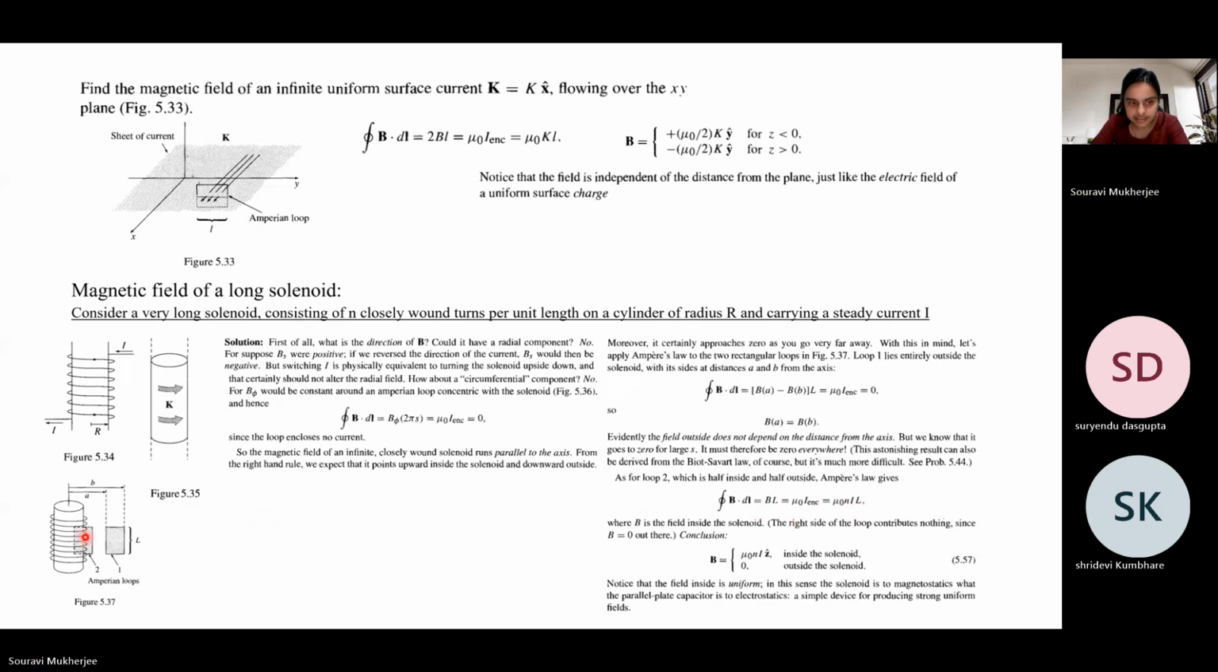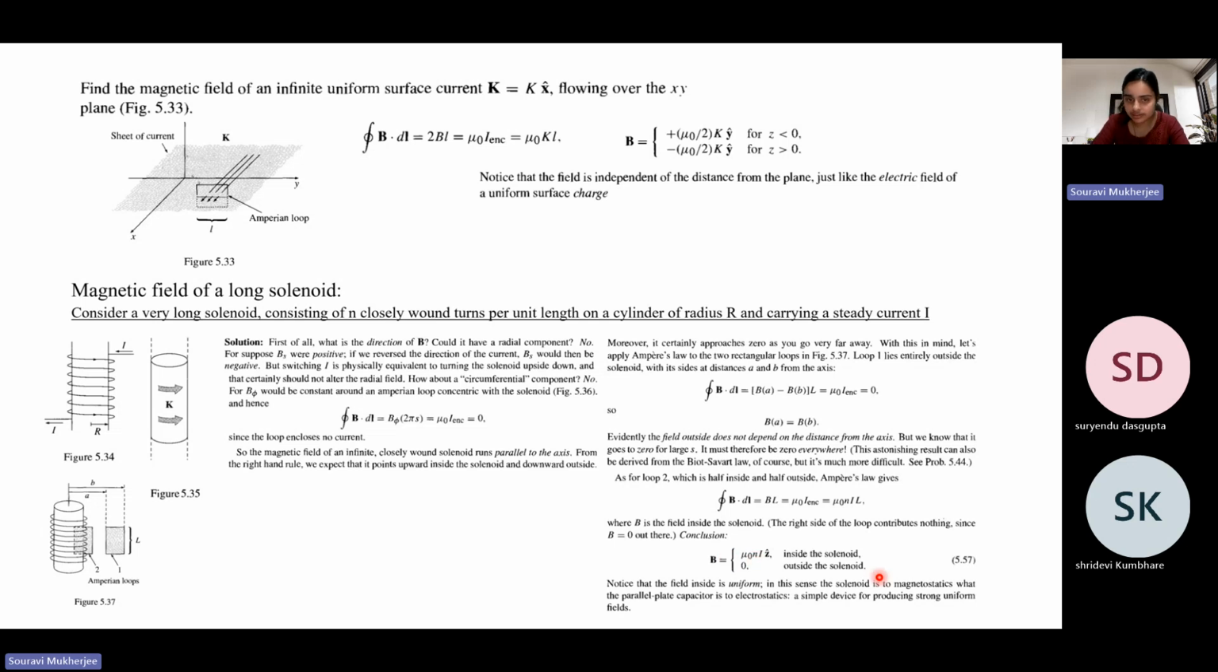And then the line integral will be given as B into L, because anywhere outside the field will be 0. So only the one that is inside this length will contribute. So B into L, and that will give you the net field. So you can see that the net field inside the solenoid is a finite quantity, while outside it's 0.